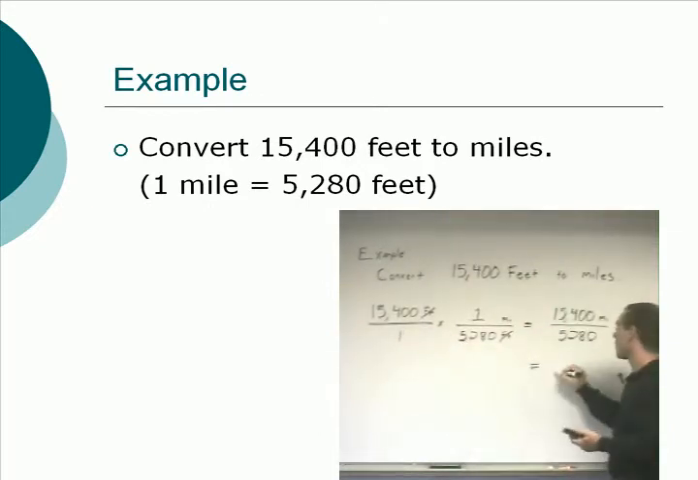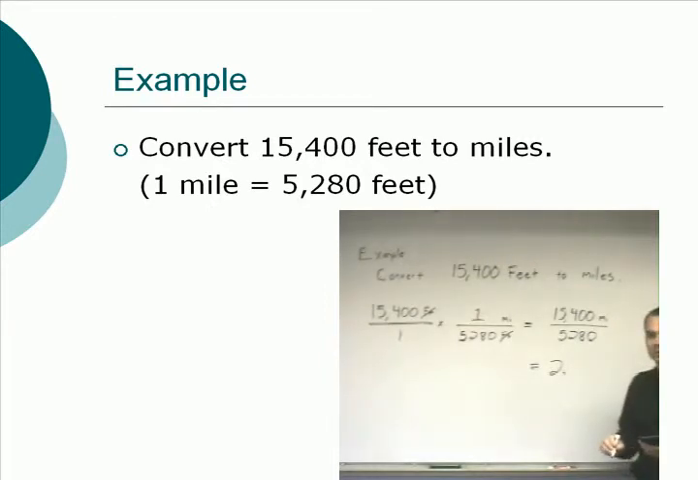And so you have 2.916666 when you divide this last step. Then you're going to round that to 2.92 miles. 2.92 miles. Did you get the same thing? 2.92 miles. There's 3 sig digs. We're done.